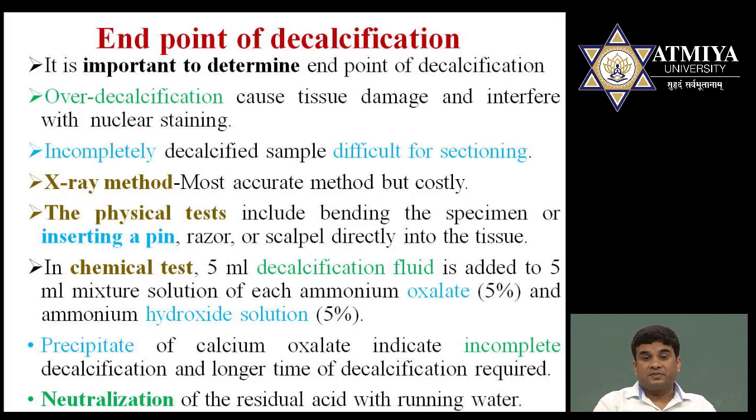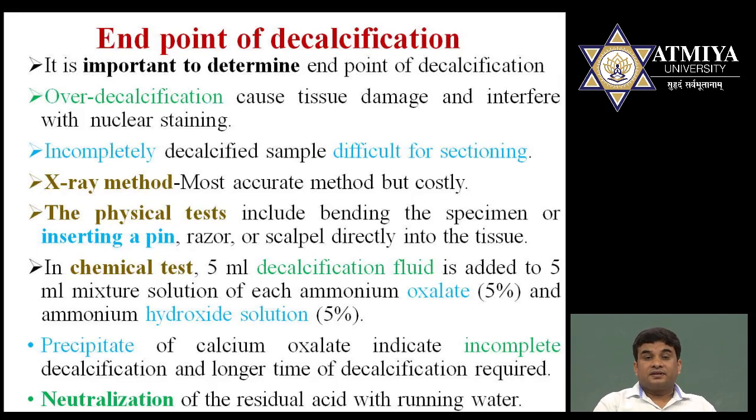Another method is the chemical method. This is a very simple method that anybody can use in the lab. You take out 5 ml of decalcifying fluid from the container where the specimen was kept, mix it with 5% ammonium formate, ammonium oxalate and ammonium hydroxide solution, mix carefully, and keep it for overnight incubation. If you get any precipitate, it means the calcium has not been completely removed, and it requires more time in the decalcification fluid. So this is a very simple test to know the end point of decalcification.